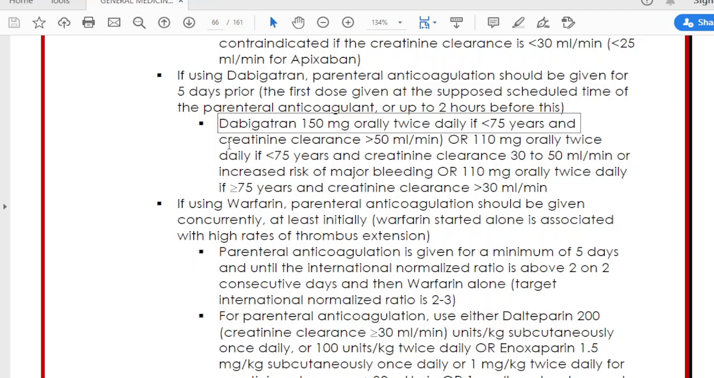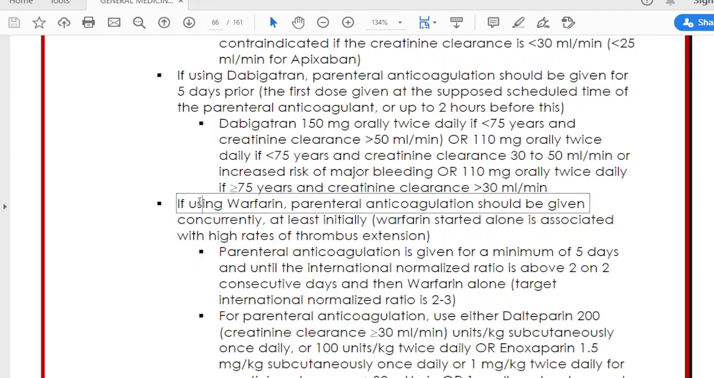Dabigatran 150 mg orally twice daily if younger than 75 years and creatinine clearance greater than 50 ml/min, or 110 mg orally twice daily if younger than 75 years and creatinine clearance 30 to 50 ml/min, or increased risk of major bleeding, or 110 mg orally twice daily if 75 years or older and creatinine clearance greater than 30 ml/min.